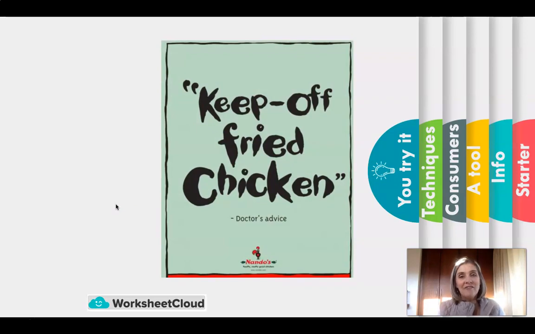This one is one of my favorite adverts in the whole world. It's by Nando's, if you can see, and it says, keep off fried chicken, doctor's advice. I want you to just think a little bit about different takeaway stores that sell chicken. Can you see it? So pause it. I'm not going to tell you. I want you to think about it a bit.